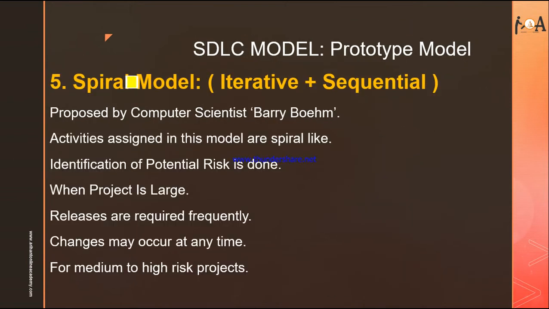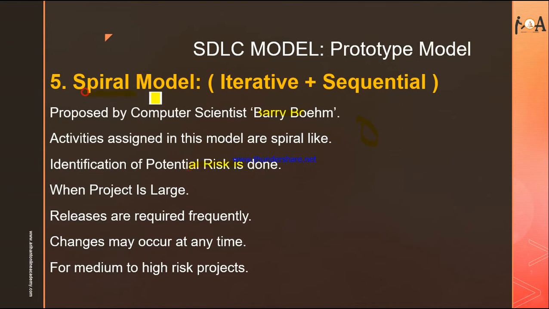So the next is the spiral model, right? You can generally say that it is a combination of the iterative model plus the sequential model. It was proposed by the computer scientist Barry Boehm, and in this model the activities are arranged in a spiral, as you will see in the chart. So it works spiral-wise in an iterative and sequential manner. Identification of potential risk is done here, meaning if the project is risky, then the risk analysis is done here.